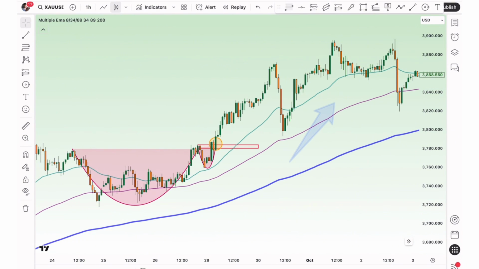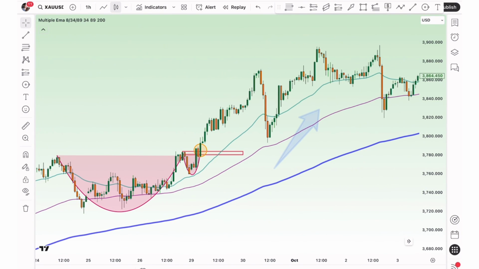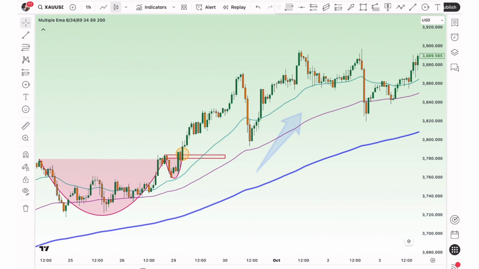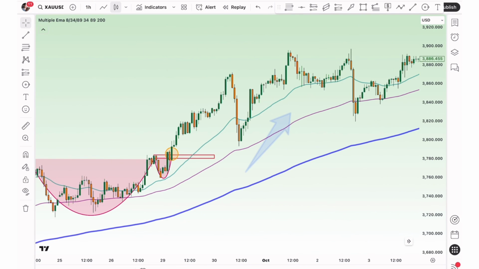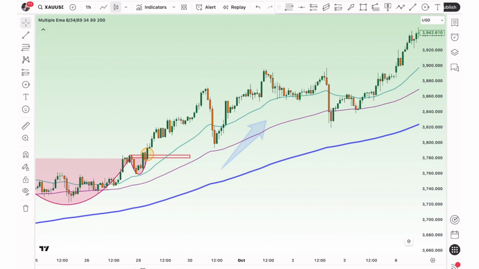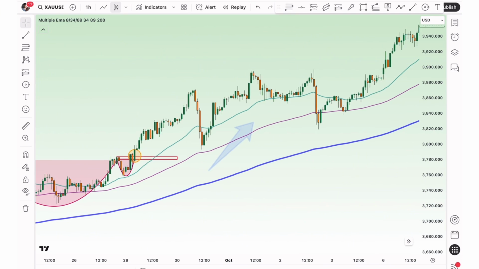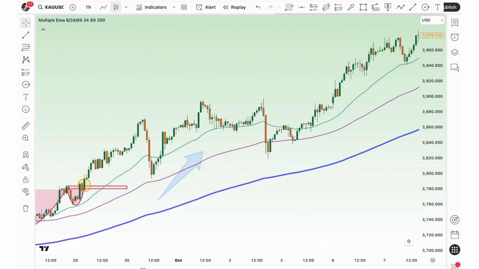And the third advantage you need to pay attention to is that it is easy to identify. Once you understand the characteristics of a cup and handle pattern, it becomes easy to identify on the price chart. This makes it accessible for both beginner and experienced traders alike.